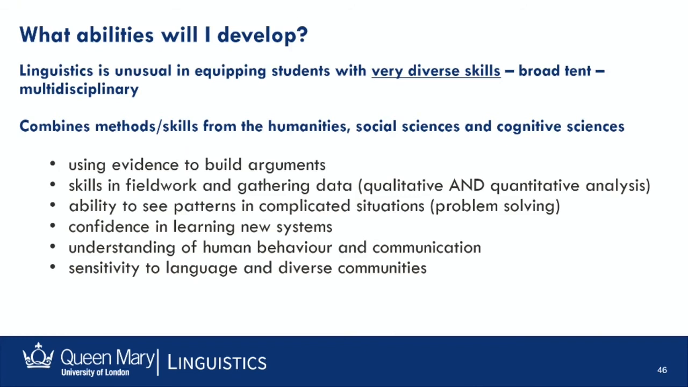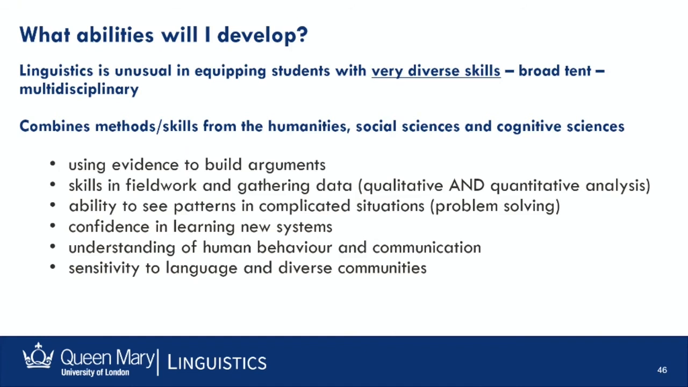So we combine methods and skills from the humanities and social sciences, but also the cognitive sciences. It's the triumvirate of different things. Using evidence to build arguments in a coherent and logical way. Skills of fieldwork and gathering data, working with people to gather data. The ability to see patterns in complicated situations. This is something we think linguistics is great for. You'll see an example of this in David's talk.